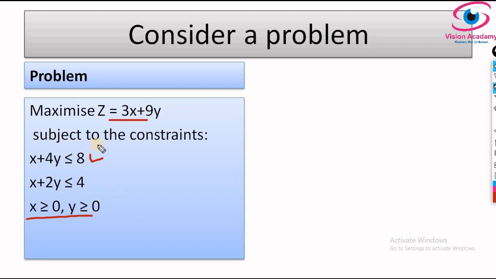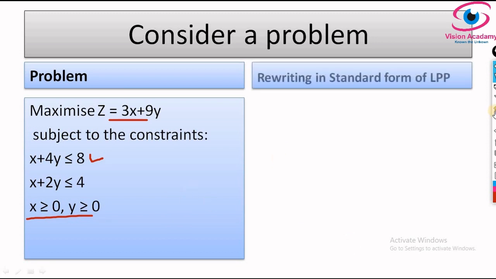Here we have to rewrite this general LPP into the standard form of LPP, which requires two treatments. The objective function is already in maximization form, and in the subject constraints we have to make them equalities, in both constraints. We will remove the inequality and instead add a slack variable because it is a less than or equal to type. We will add a slack variable and remove the inequality, and we will also include it in the objective function and in the non-negativity conditions.